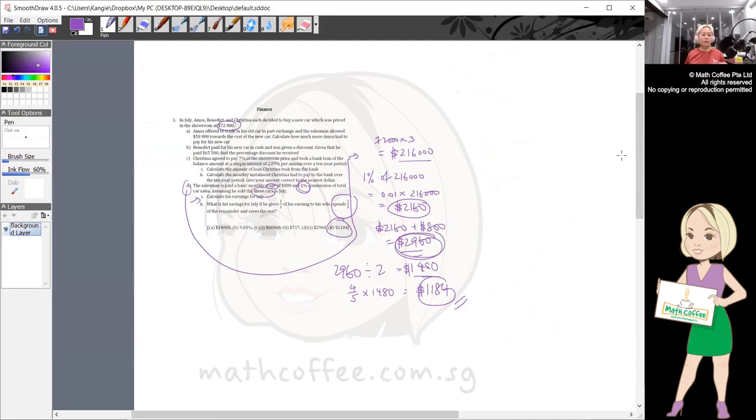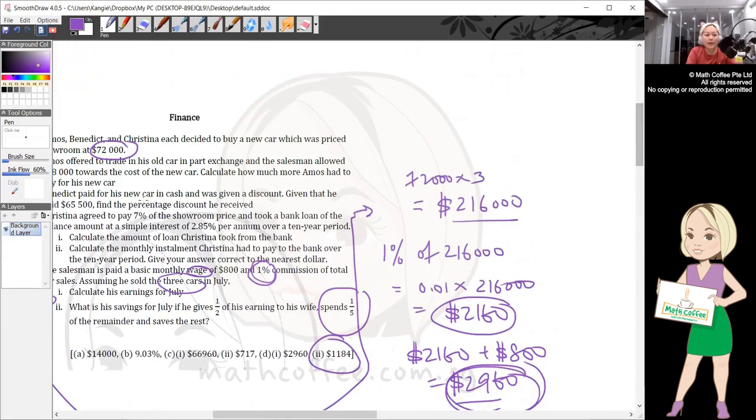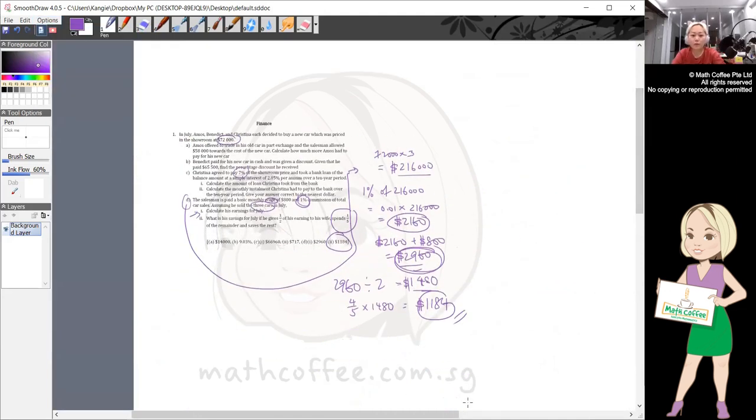Basically, it's talking about the concept of commission as a salesperson as well as hire purchase. The part whereby just now I said 7% and the 93%, that's called hire purchase. That's for question 1. Let's move on to question 2, which is the tax.